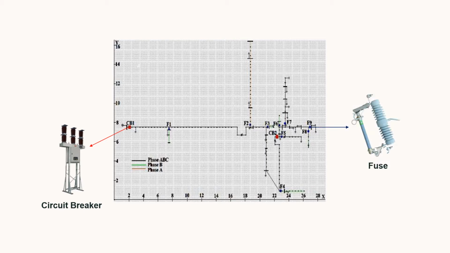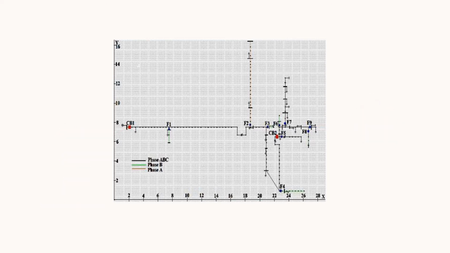If an overcurrent occurs at feeders or lateral lines, the fuses will be blown out and the circuit breaker will be tripped off. There will be multiple protection devices installed in a distribution system. How can we identify specifically a malfunctioning or faulty protection device in a distribution system?